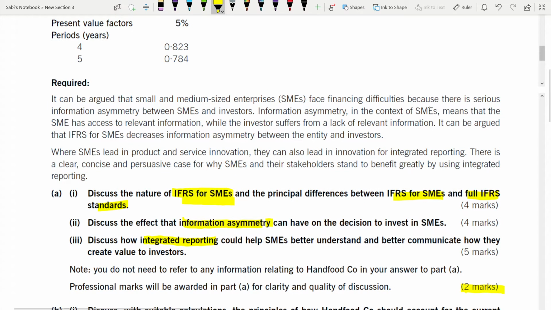So it can be argued that SMEs face financing difficulties because there is serious information asymmetry between SMEs and investors. Information asymmetry in the context of SMEs means that the SME has access to relevant information while the investor suffers from a lack of relevant information. It can be argued that IFRS for SMEs decreases information asymmetry between the entity and the investor. Where SMEs lead in product and service innovation, they can also lead in innovation for integrated reporting. There is a clear, concise, and persuasive case for why SMEs and their stakeholders stand to benefit greatly by using integrated reporting.